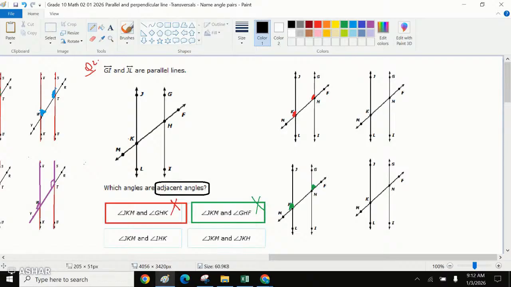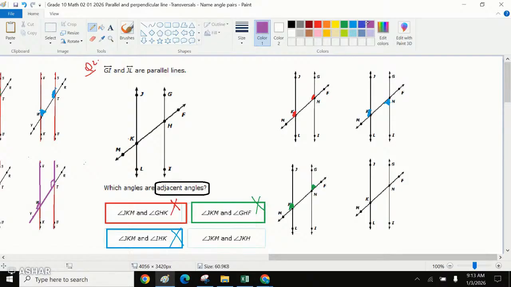So the next option we have is JKM and IHK, right? It's IHK. So we pick up the next option, and I highlight with the same color that I'm making the angles with. So JKM, okay? And IHK, where is I, H and K? This angle. They're forming a Z, but they're not alternate angles, right?